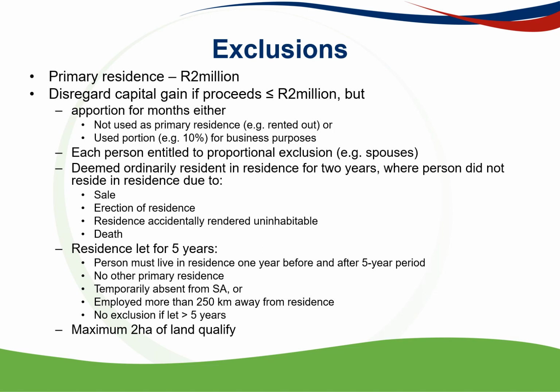Then there's a maximum of 2 hectares of land that qualify for that primary residence exclusion. So anything above the 2 hectares of land will not qualify for that primary residence exclusion.